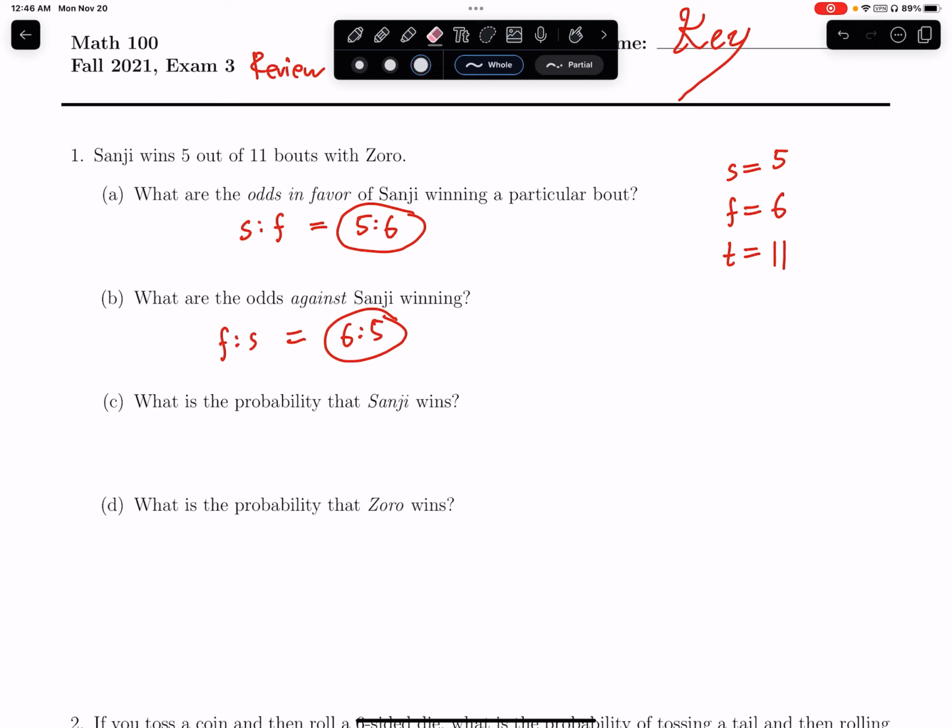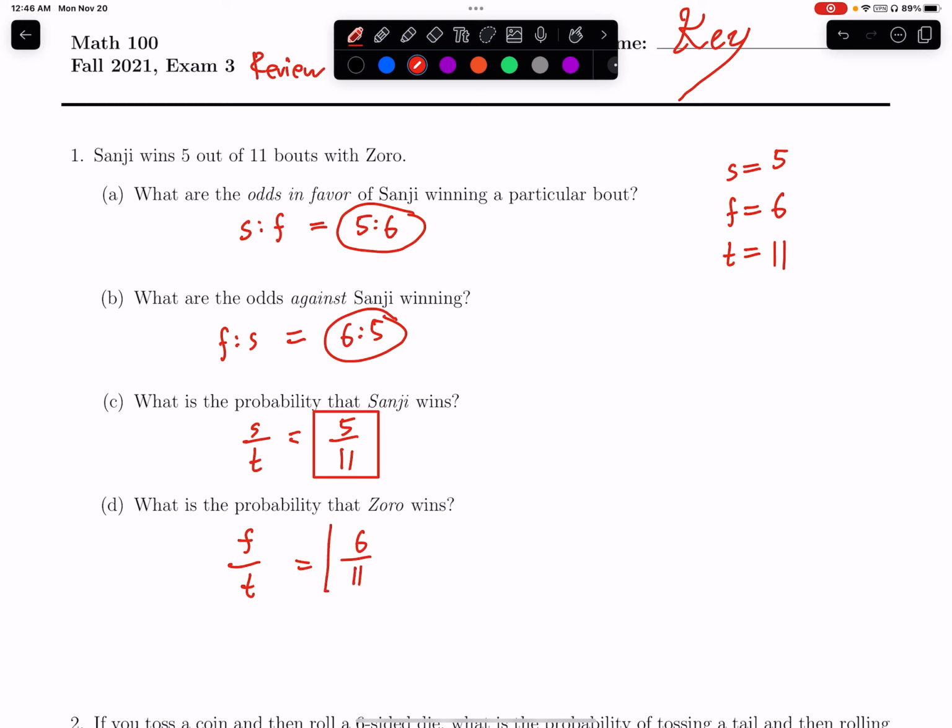Okay, letter C. What's the probability that he wins? Probability is always the number of successes, or the ways that something happens, divided by the total. So it's going to be S over T. In this case, that's 5 over 11. So 5/11. Let's make it boxes from now on. Okay, letter D. What's the probability that Zoro wins? Zoro winning is the same as saying Sanji loses. So that would be the number of failures divided by the total, which is 6 out of 11.